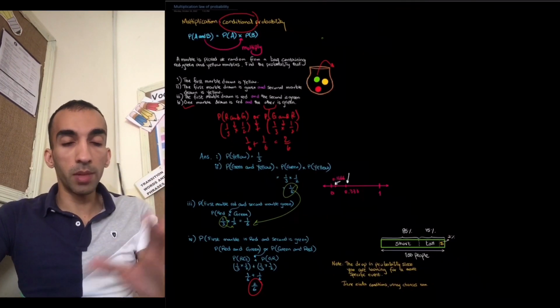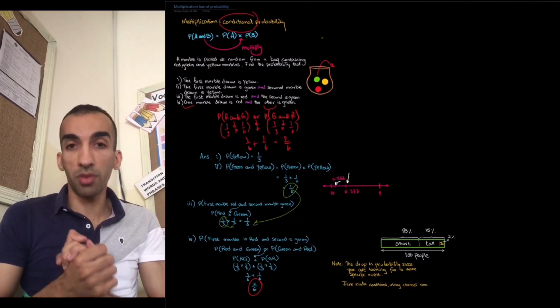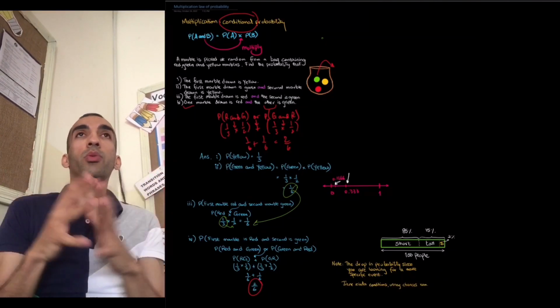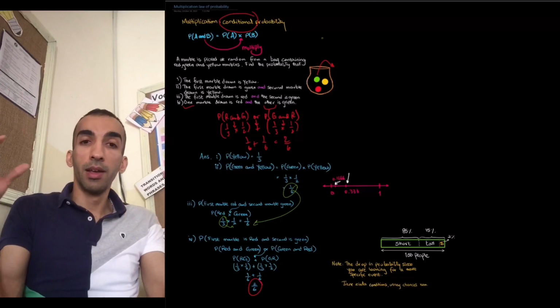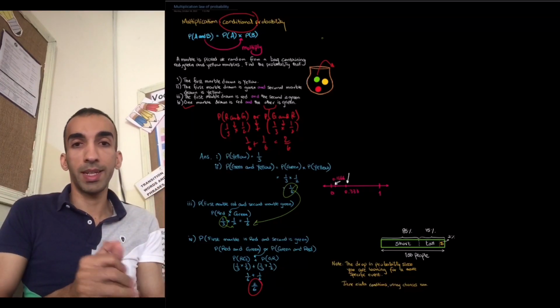So this is all for the multiplication law of probability, but once again, this is not enough. We will have to do past paper questions in order to completely understand the type of questions that come up in your CIEs. Hope it helped.